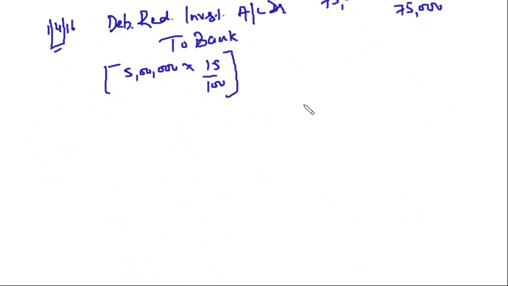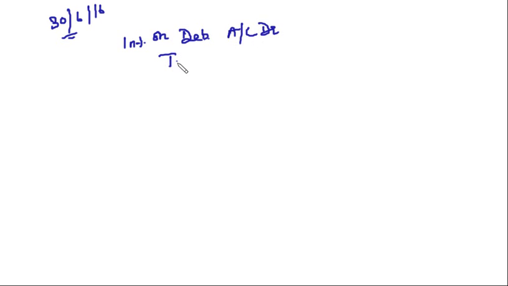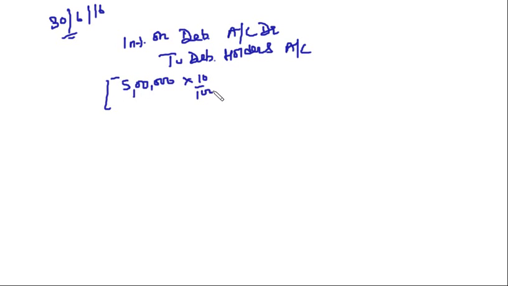First, we'll treat interest. Interest will be now due on 30th of June 2016. Interest on debentures account debit to debenture holders account. How much is the interest? On 5 lakh rupees at the rate of 10% for 3 months. Clear? So this comes to 12,500.